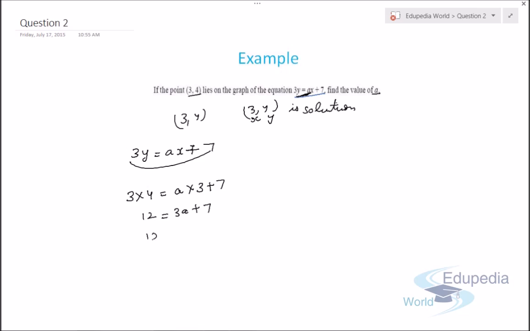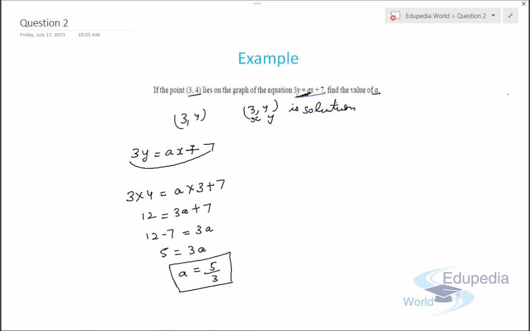So it will be 12 minus 7, which is equal to 3a. So which is 5 equals 3a, and a is 5 by 3. So this is the solution of a. So this is how we can find the value of a.